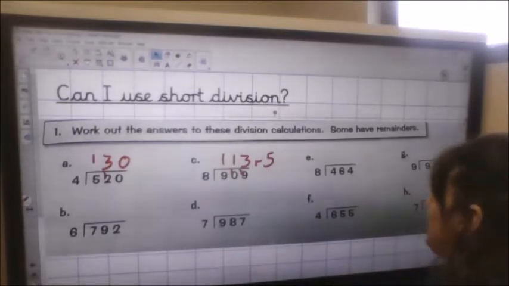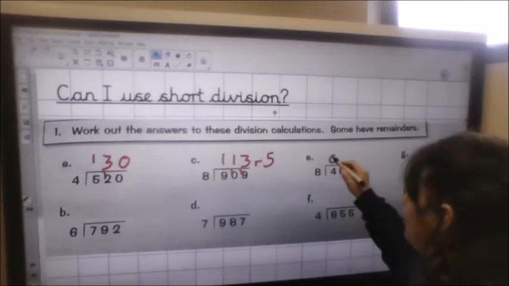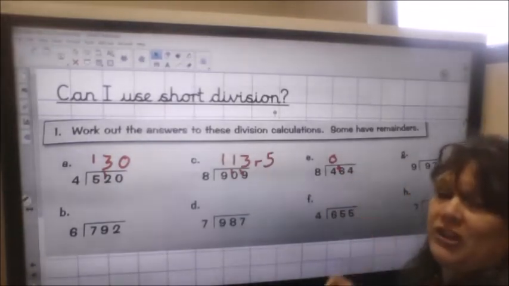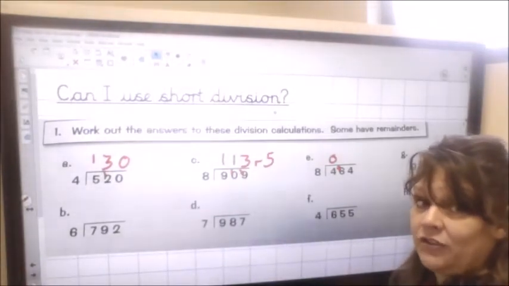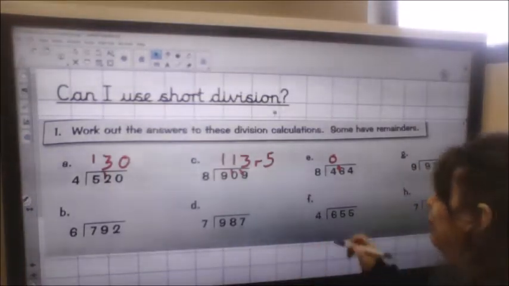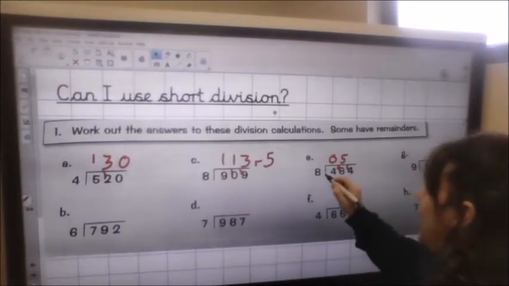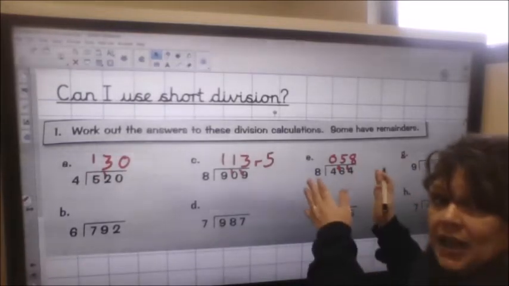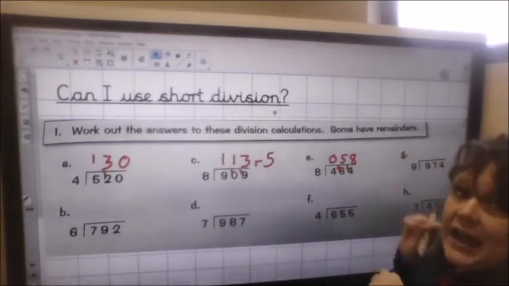Let's do E. So 8 into 4 doesn't go. Okay, so I can put my 0 there, and I've put my 4 there. So now 8 into 46. Well, 8 into 46, we think 5 8's are 40. Okay, 6 8's are 48. So it's got to be 5, and I've got 6 left over. And 8 into 64 goes 8. So I haven't got a remainder there. So I know that 464 divided by 8 is 58.